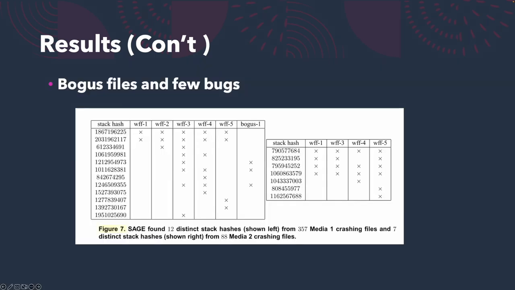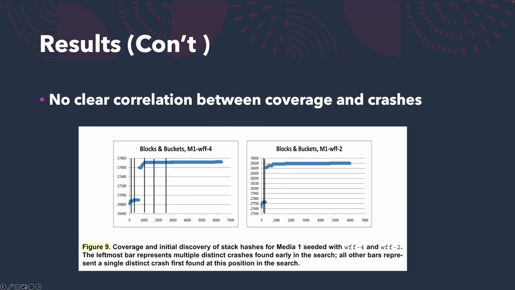Figure 7 shows that well-formed files seeding the SAGE search almost always have a higher rate of crashes than those seeded with bogus files. To ensure a higher rate of hitting the crash point, well-formed files play a vital role as a starting point of fuzz testing. For the WFF-4 seeded graph, we can see that there is a correlation between coverage and finding new bugs, but not universally.